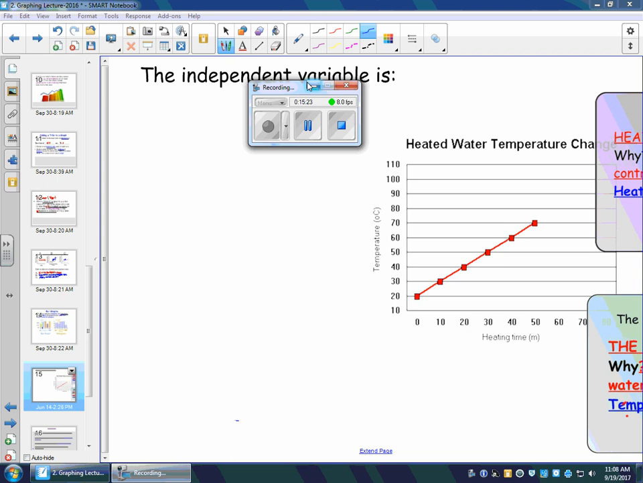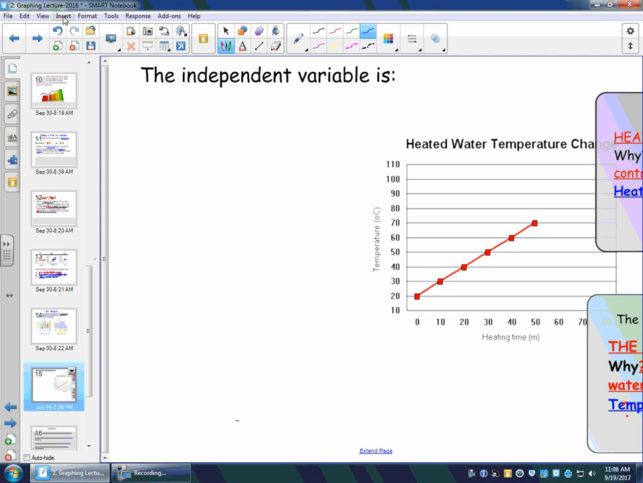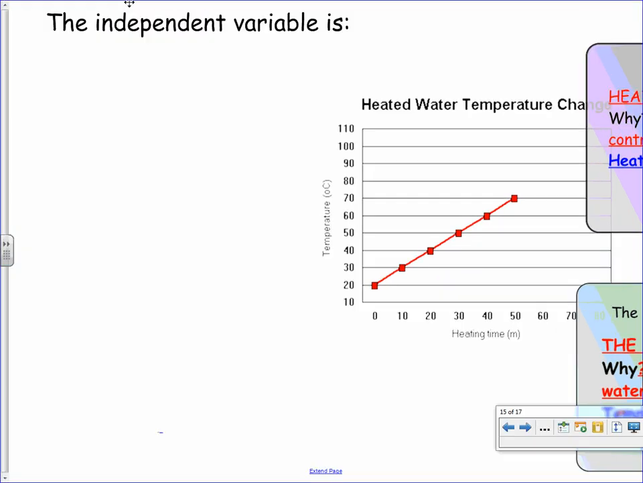All right, going back. So class, what is the independent variable? Come on, everybody. Heating time. Thank you. All right. And why is heating time independent? Because it's in the bottom. Thank you. All right. The dependent variable is going to be temperature, right? And why? Because it depends on the heating time.